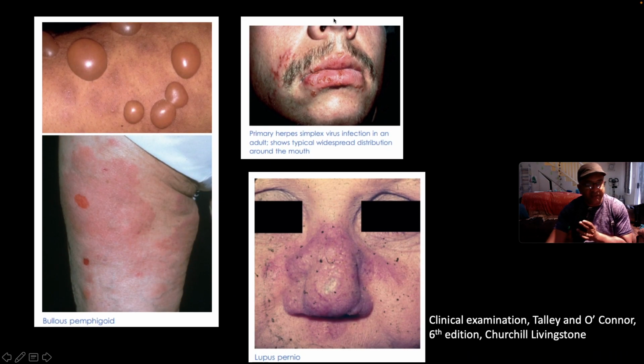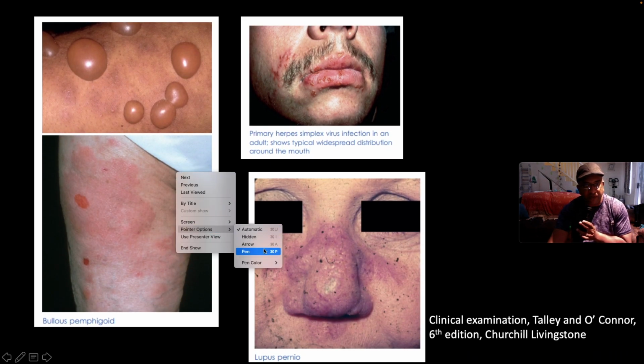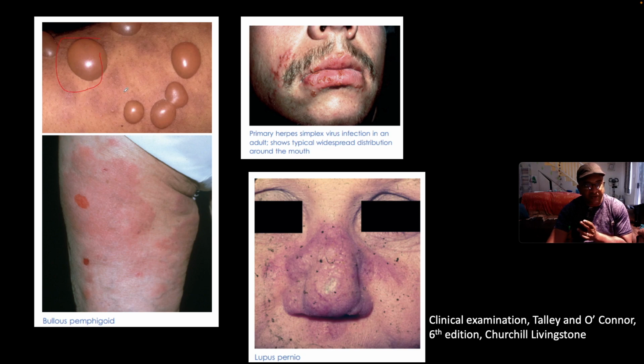Okay, here is bullous pemphigoid, which we can see here, these large vesicular lesions. This is primary herpes simplex virus in an adult showing typical widespread distribution around the mouth, right? So this is herpes simplex virus type 1, which is oral herpes. And then HSV type 2, which affects the genital area.